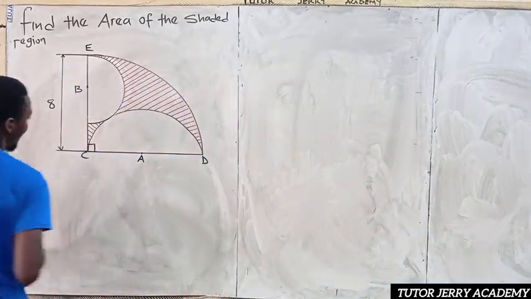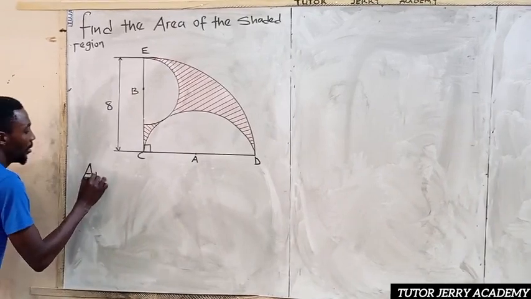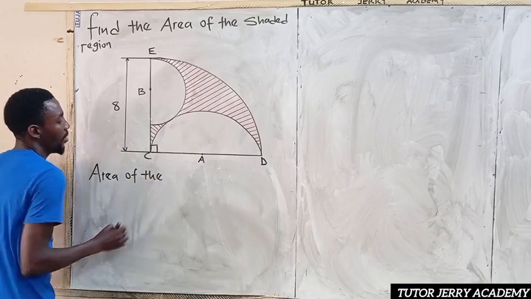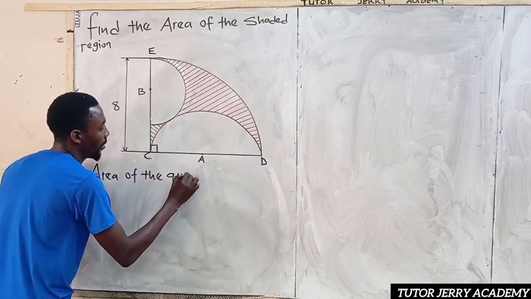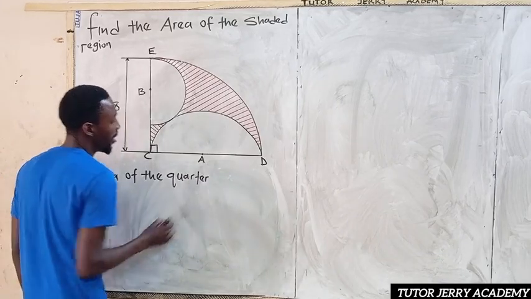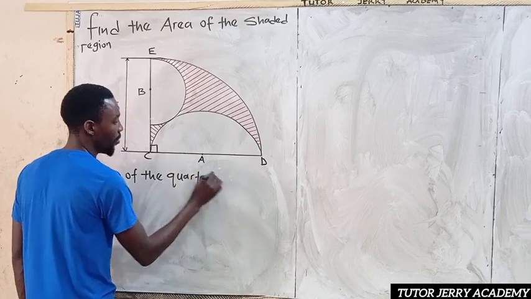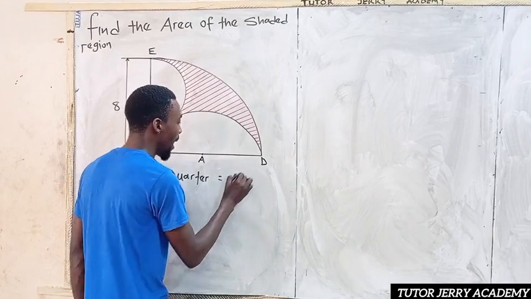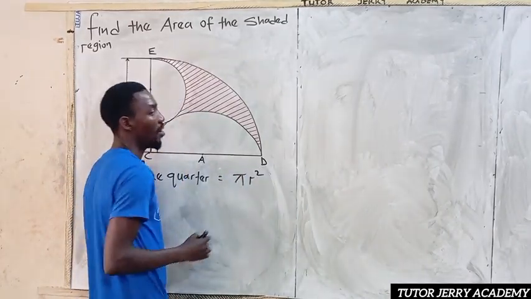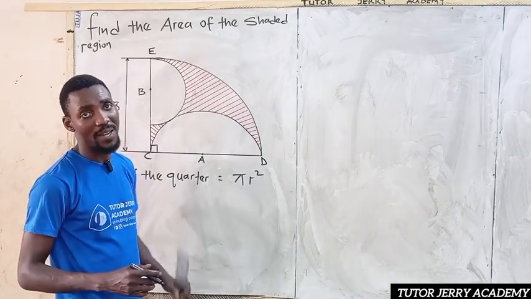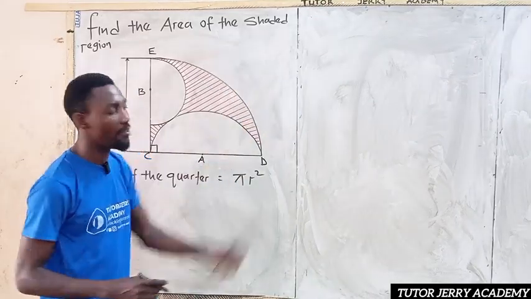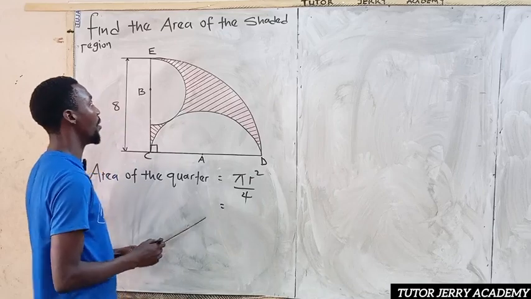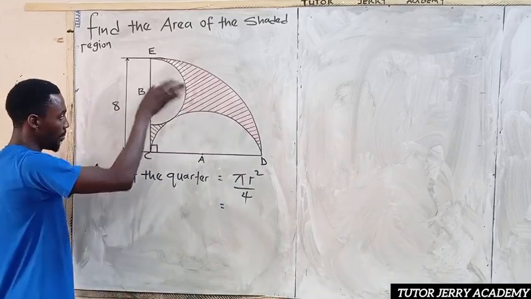So let's start with the area. The area of the quarter of the circle will be equal to, we know the area of a circle is what? Pi r squared. So we are dividing it into 4 equal parts, so we just work on one of the portions. So we divide this by 4.